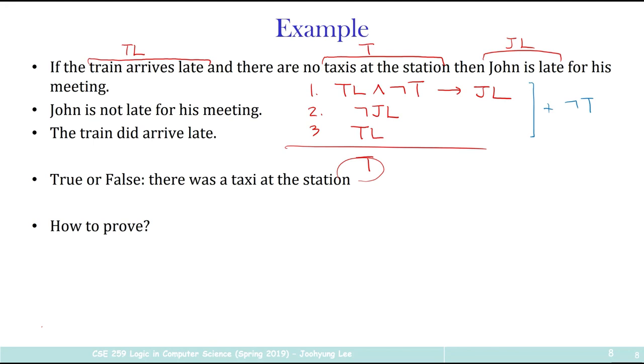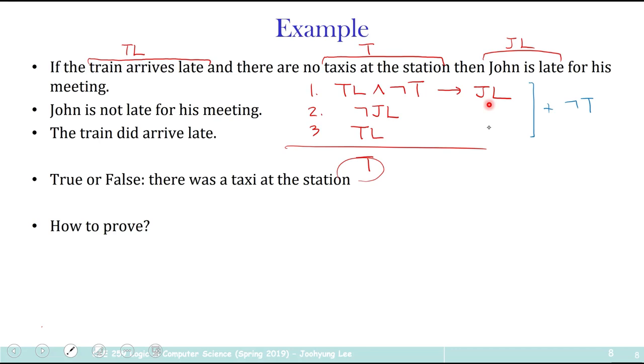Then what happens is we know that the train arrived late, and also we assume that there was no taxi at the station. Then this if condition becomes true, right? So what can you conclude? If you know TL, and if you know that not T is true, and also you know that this if-then sentence is true, what can you conclude? John is late, right? Because TL and not T is true, so this antecedent, this condition is true, so this conclusion follows.